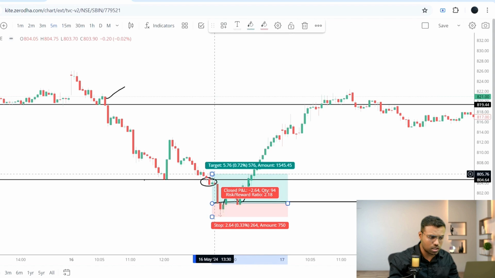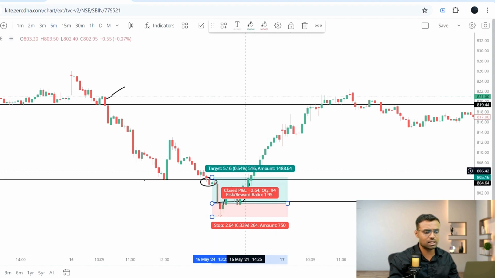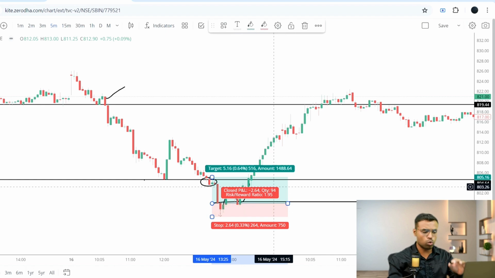We are following our rules that we've learned so far. So I'll be exiting somewhere over here, right? For this, I'm taking 1:2. I'm clear on my stop loss. I'm clear on my target.